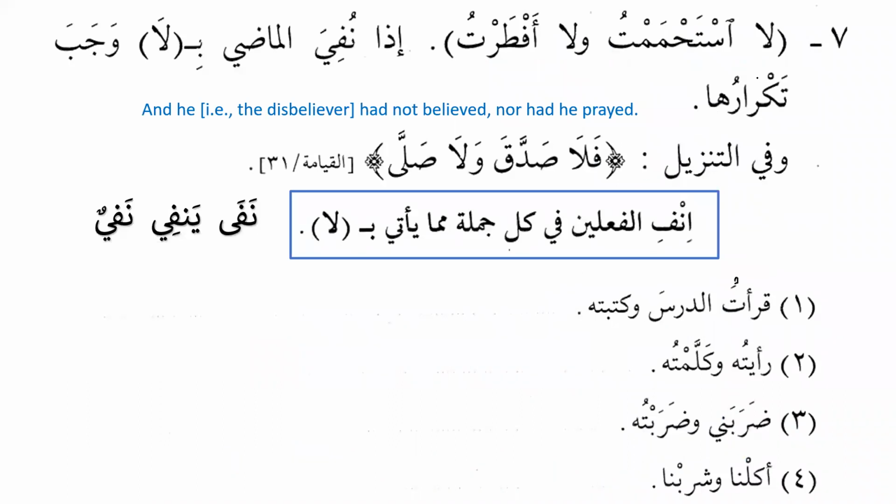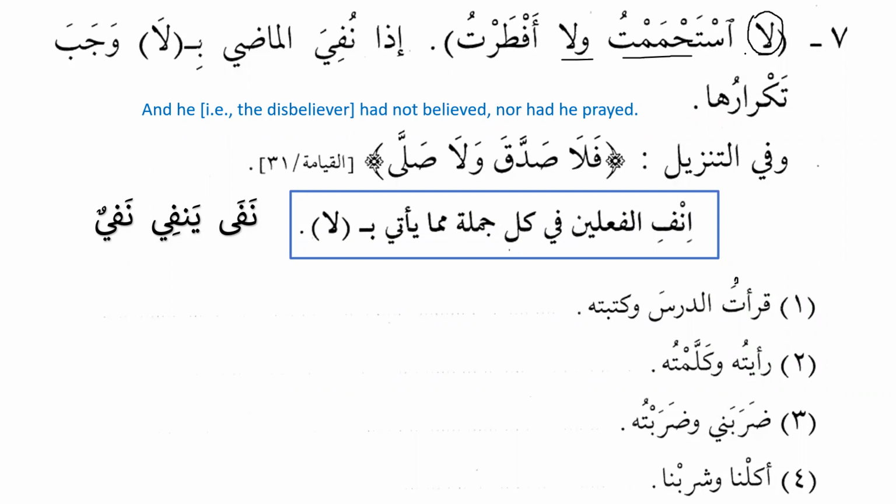Now we have the combination of la wala: la istahmamtu wala afartu. So what does it mean? Neither and nor, right? And now in this condition, with the past tense, we can use la, as we know that la is used with the mudari. La adhhabu ila al-amal al-yawm. I won't go to work today.